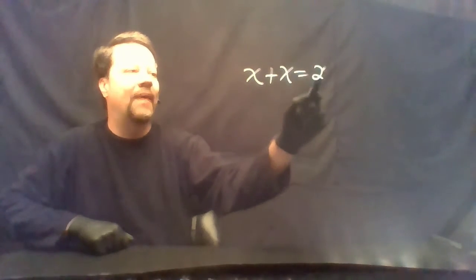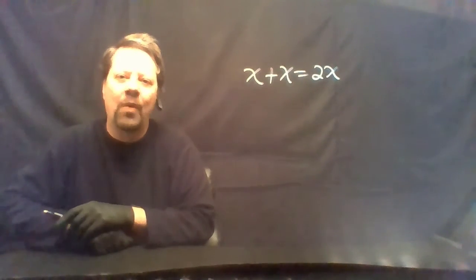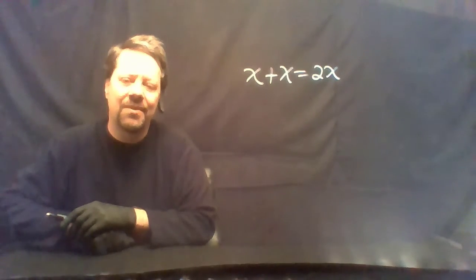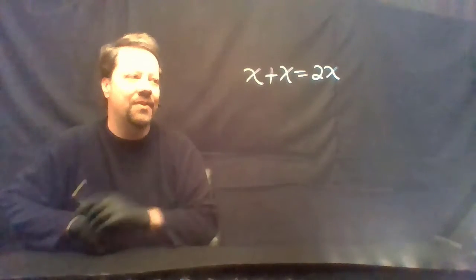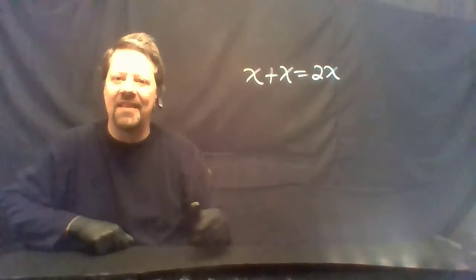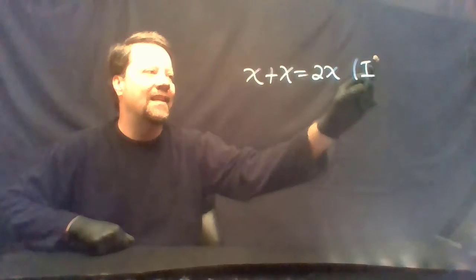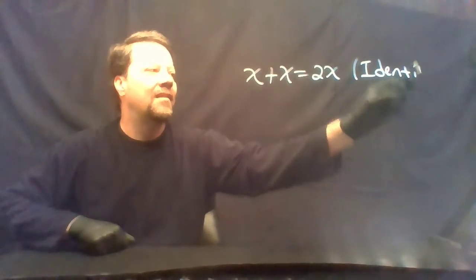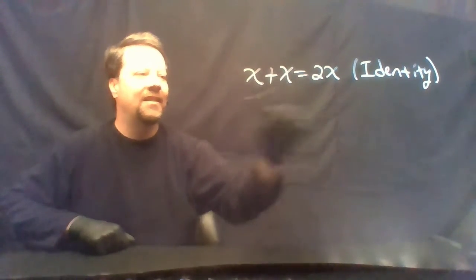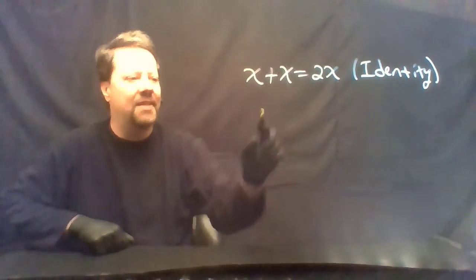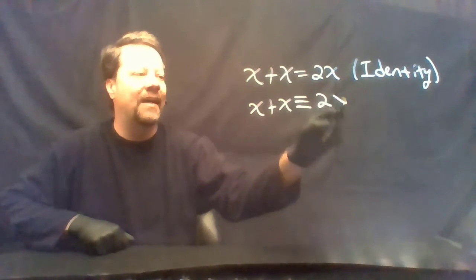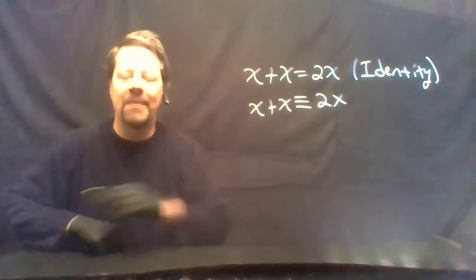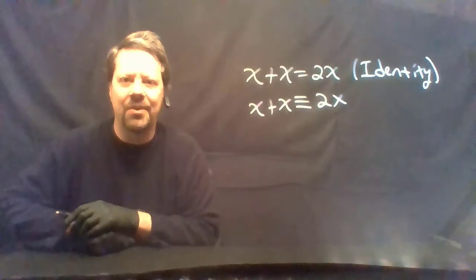Now, there are three kinds of equations. First of all, if I have x plus x equals 2x, for what values of x is this equation true? The answer is, for all substitutions of the variable, this is true. That's why this is called an identity. It is identically true, and sometimes we may even write x plus x is identically equal to 2x. The triple equals means true for all substitutions of the variable.